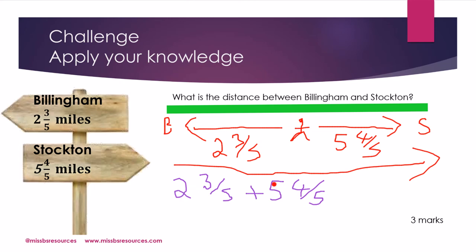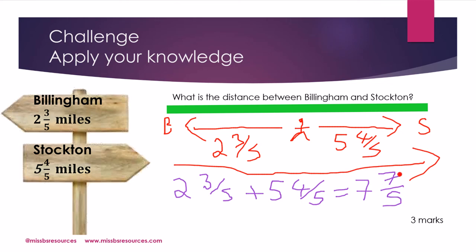And then we deal with the fractions. 3/5, add on 4/5. Now 3/5, add on 4/5 leaves us with 7/5. Right, well we've got a problem again. We have an improper fraction, a top-heavy fraction. So what we need to do is convert this to a mixed number.